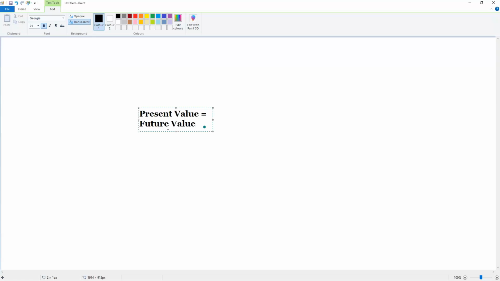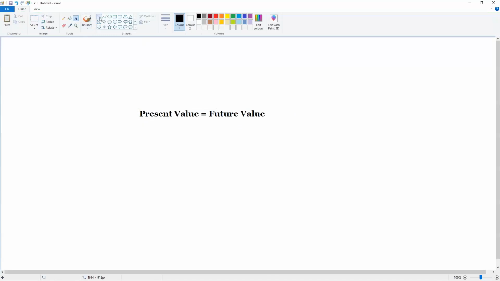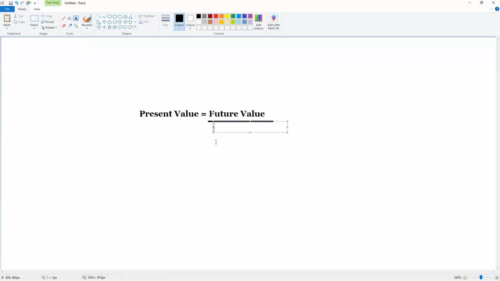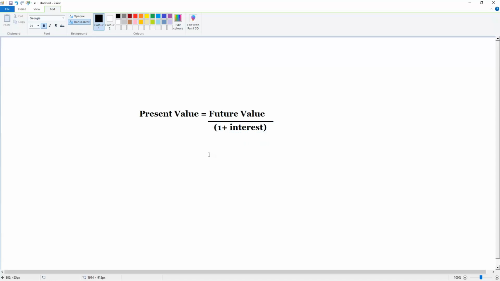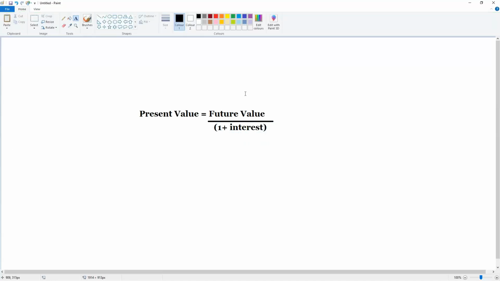We call it present value, which is equal to future value, and then what we do is we put this all over one. Let me put this in bracket: 1 plus interest. Okay. Now this is a simplified formula. I want you guys to understand, this is a simplified formula, but it will be enough for our explanation. Now, the present value is what's happening in the markets now.